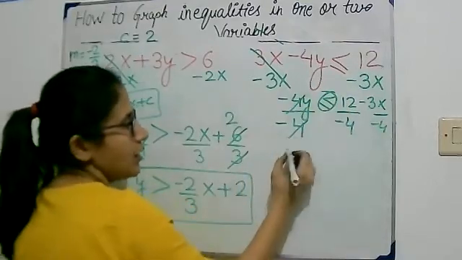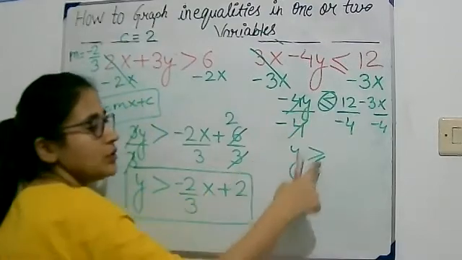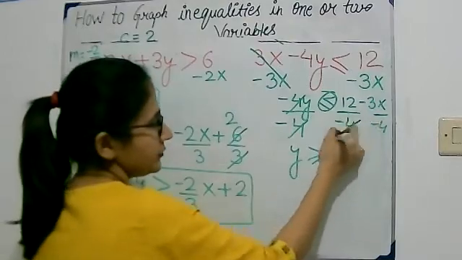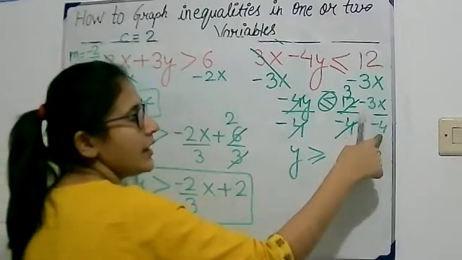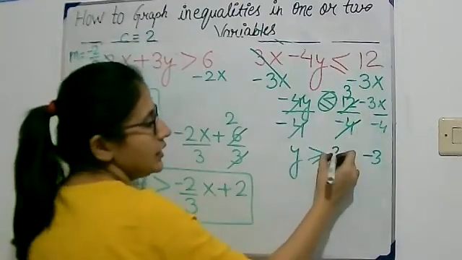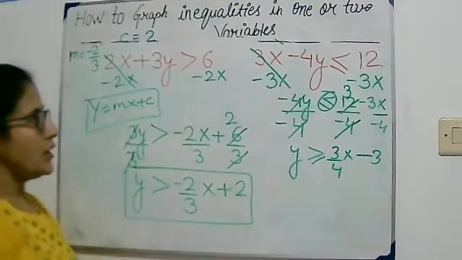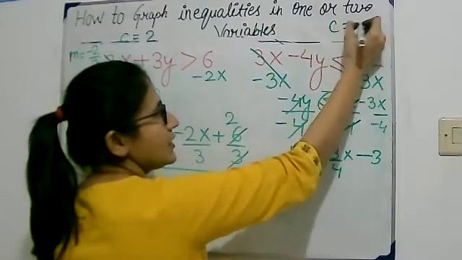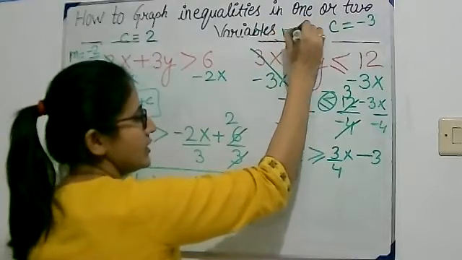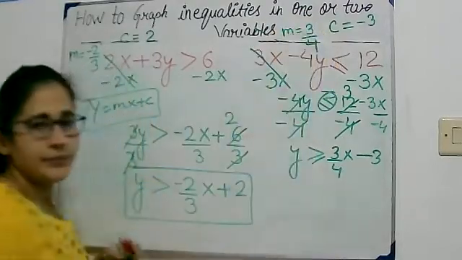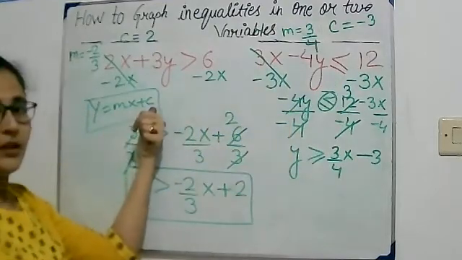So this cancels out. Y is greater than or equal to. Here it was less than or equal to, so now here greater than or equal to minus 3, and minus minus cancels. So it will be 3 by 4 x minus 3. So here the value of intercept is minus 3 and the value of gradient is 3 by 4. I changed this into proper gradient and intercept form inequality.